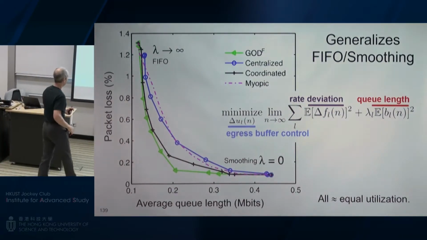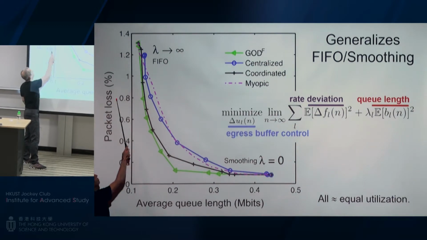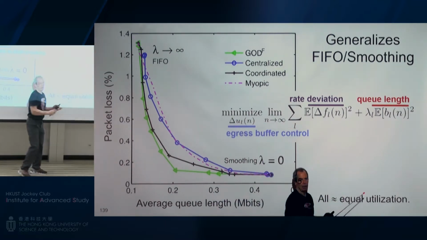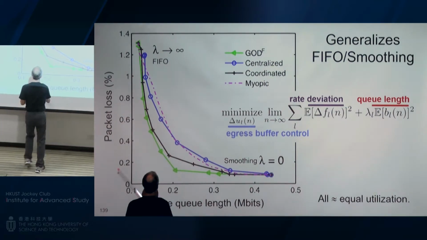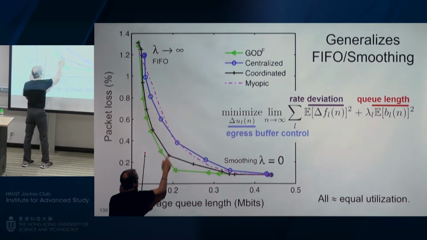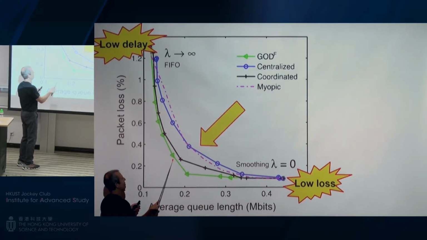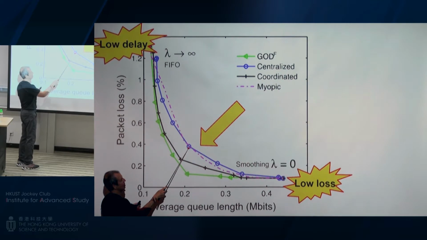Here's the answer. What I've got here is the average Q length and the packet loss. And I vary this lambda, how much I penalize Q length. So I'm just penalizing different things, and you sweep out this trade-off curve. Green is God, black is our guy, and these are the two lousy ones. It's not a huge difference, but you get kind of a sweet spot here. This is where you maybe would like to operate things. And the point is, there's a very small gap between our implementable controller that's distributed and God. And there's a much bigger gap between this and the centralized or the myopic.